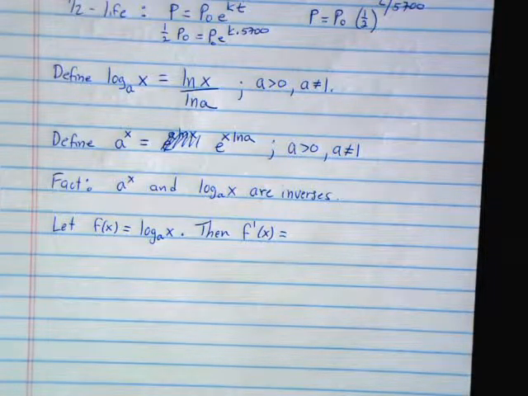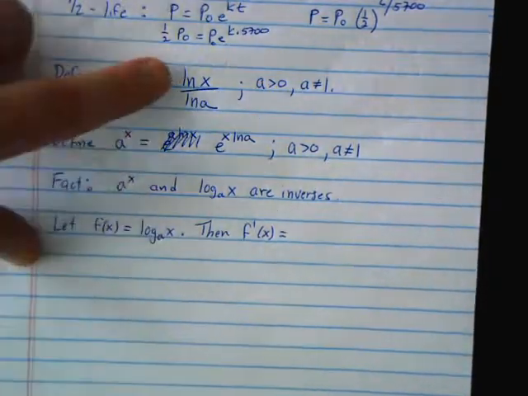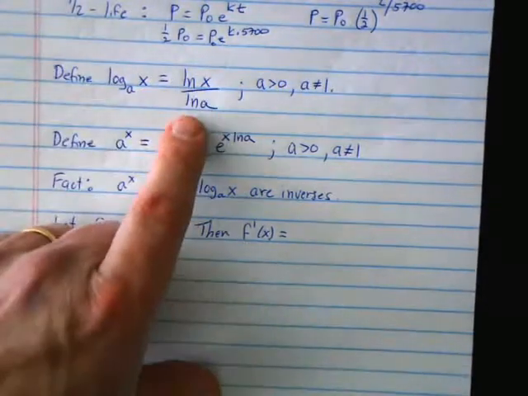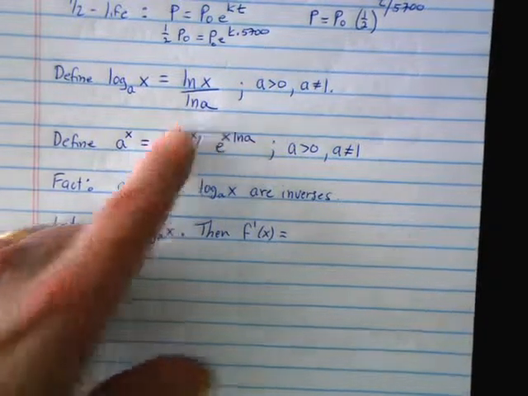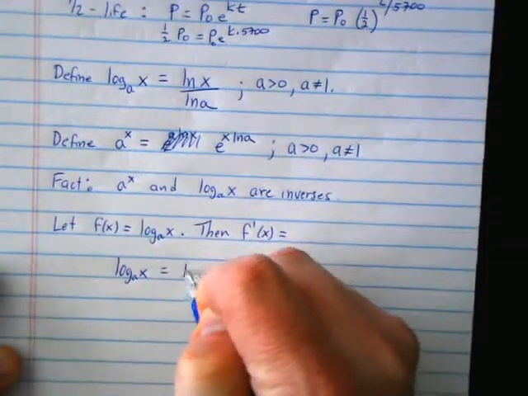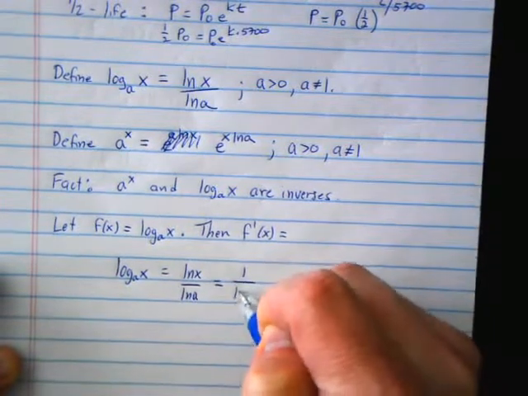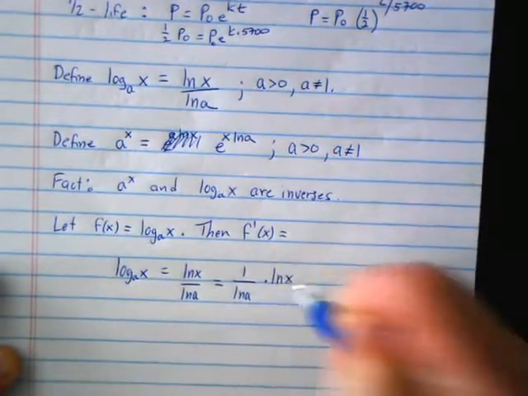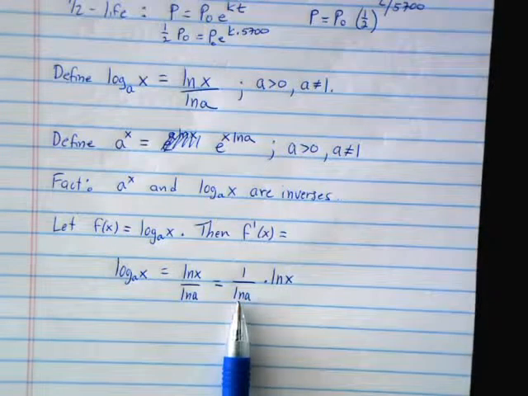No, you're close. 1 over x is right. Well, remember how we defined log base a? Log base a is ln x over ln a. What's ln a? It's a number, isn't it? So you could write log base a of x. Our definition was it's ln x over ln a. So I'm going to write this as 1 over ln a times ln x. ln a is just a number, so 1 over ln a is just a number.